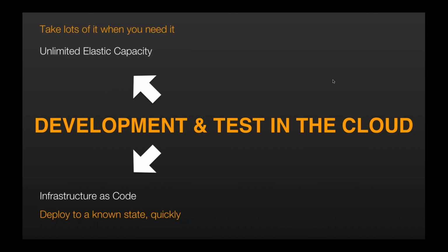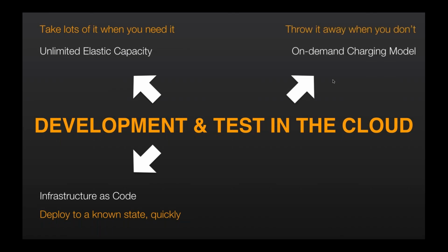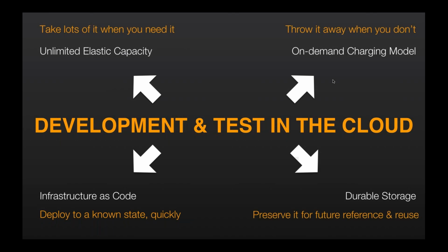And EC2 is charged by the second, so you won't pay for a second more of the capacity than you use, as long as you shut your resources down as soon as you're done with it. So we also have an on-demand charging model. So again, you have unlimited capacity, and as I mentioned earlier, you spin up capacity when you need it, and you turn it off when you don't.